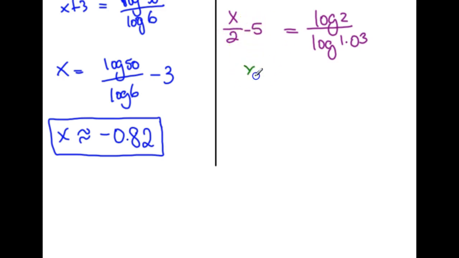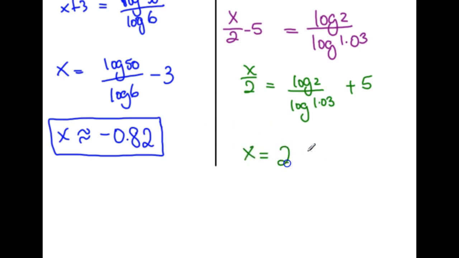So I'm left with x over 2 is equal to the log of 2 over the log of 1.03 plus 5. Now this here, I still am not done. Oh man, I need to get rid of this 2. It's dividing, so the inverse of this is multiplying. So now x would be 2 times this entire thing that I have here. I have to multiply my entire answer.